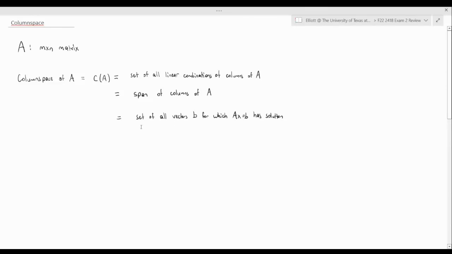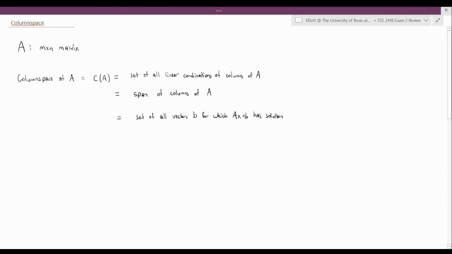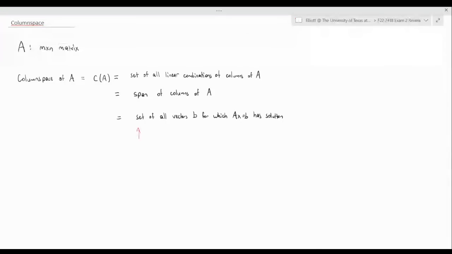And then the column space of A also turns out to be the set of all vectors B for which the equation AX equals B has a solution. So that last one, you might not see the connection immediately with the other two definitions. But just real quick, why would the last one be true?